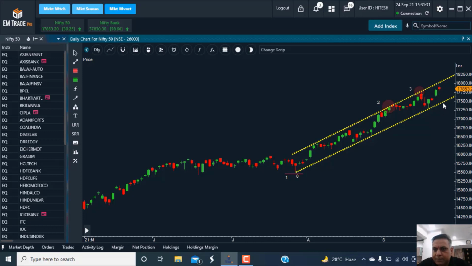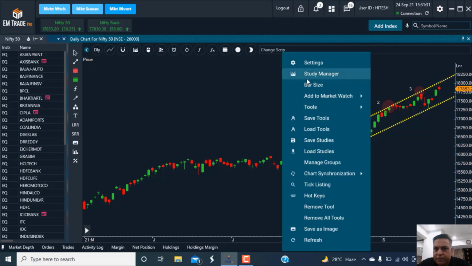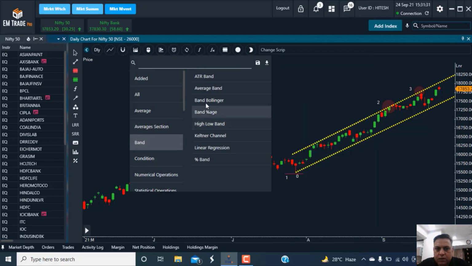Till that is not happening, we trade the upper and the lower band of the channel, both on the long side or on the short side. So now we have completed Nifty, and on various parameters, if I look at Bollinger bands, let me plot it for you. The market looks overbought.